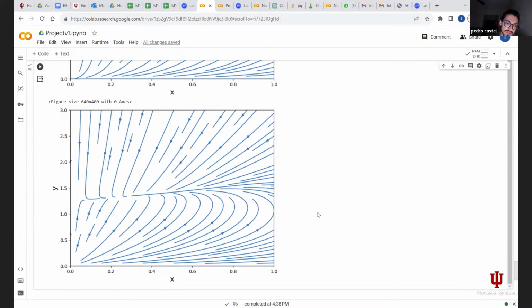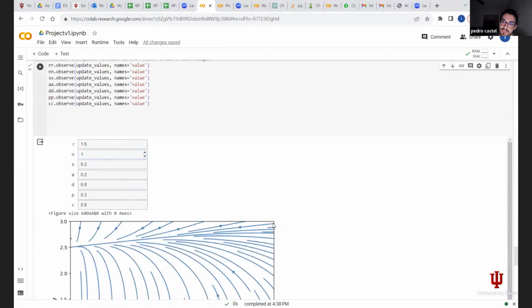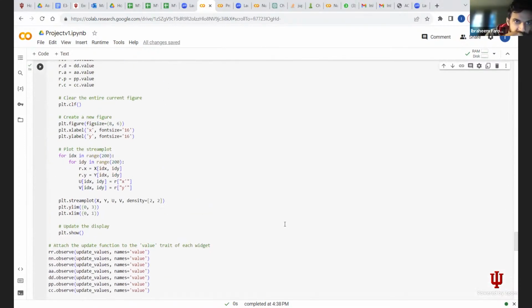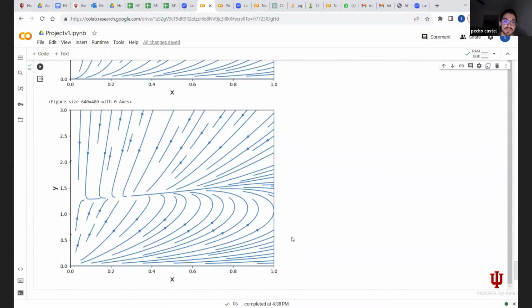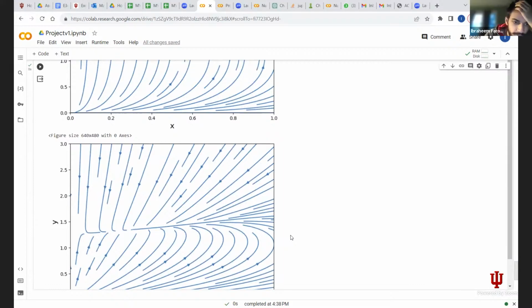It probably depends on the parameters. Probably both can happen, I think. Yeah, I'll take a look at the parameters again, because these were the ones that they provided for us. I'll just make sure. Yeah, okay.